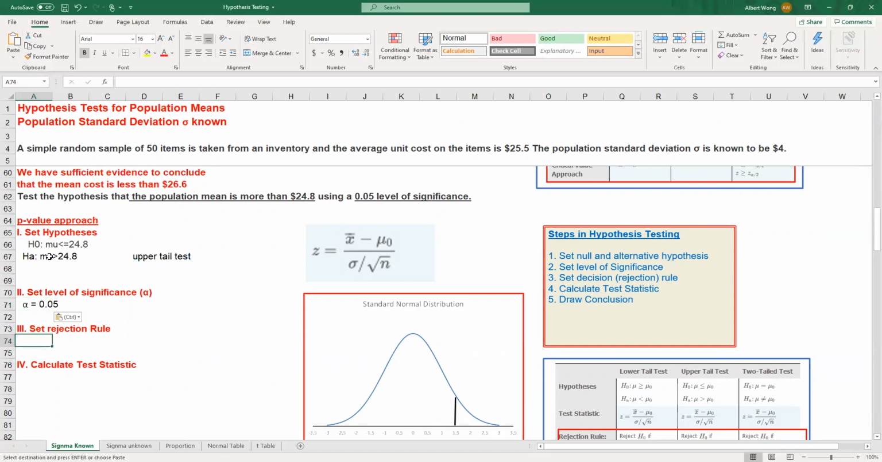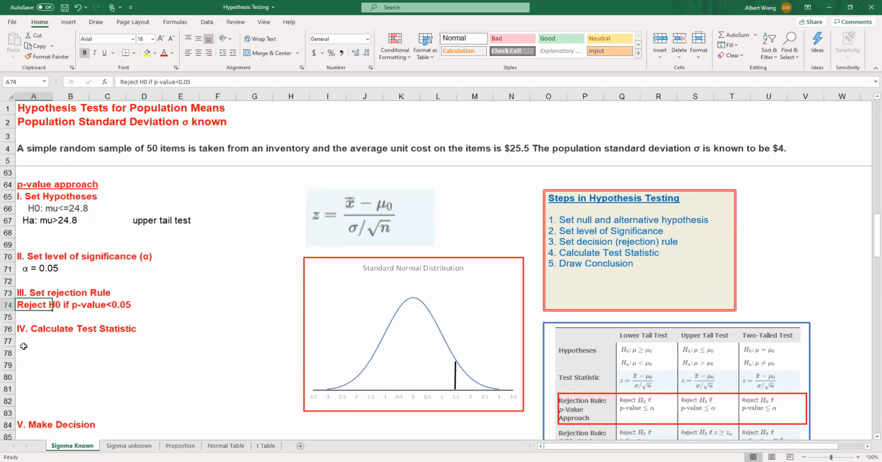Now, the rejection rule. Again, we would do this problem with either the p-value approach, which we're going to do now, or the critical value approach, which we're going to do later. Under the p-value approach, how do we say it? We say reject H0 if the p-value is less than alpha. The p-value is preferred in most cases. Why? Because regardless of whether it's upper tail, lower tail, or two tail, the rejection rule is always the same. So you don't have to remember anything. Then the meat of the work is in the test statistic and the calculation of the p-value.